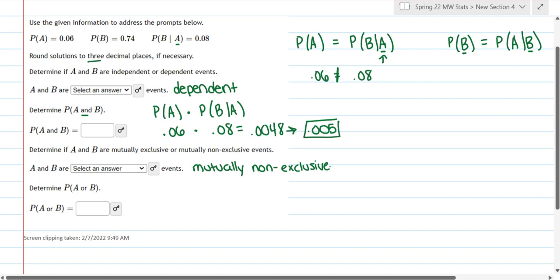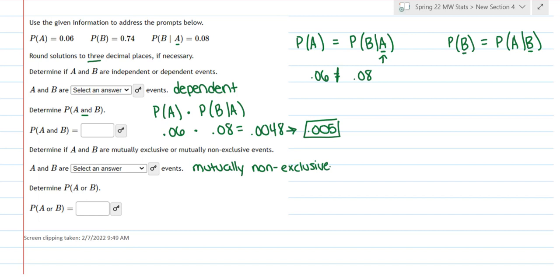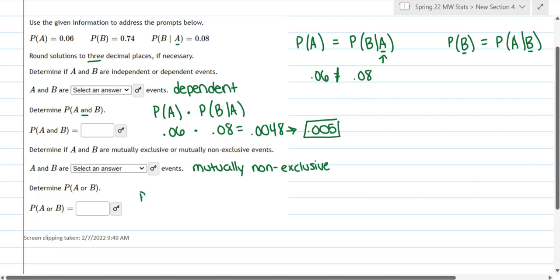And then the probability of A or B. So the probability of A or B when we are not mutually exclusive is the probability of A plus the probability of B minus the probability of A and B. Okay, so we minus out that probability of the and events when they're not mutually exclusive. When they are, we just add them singularly.